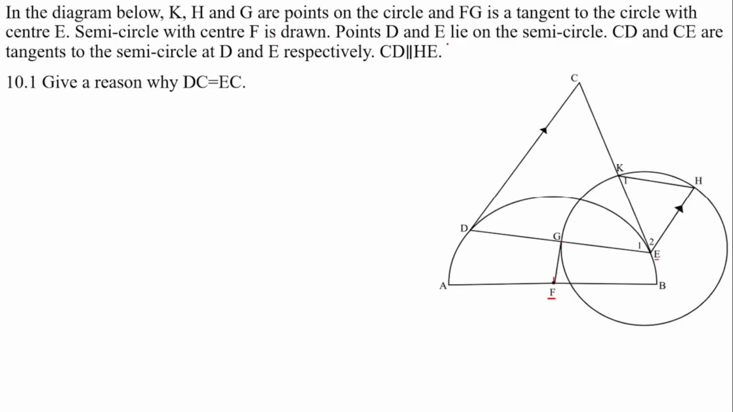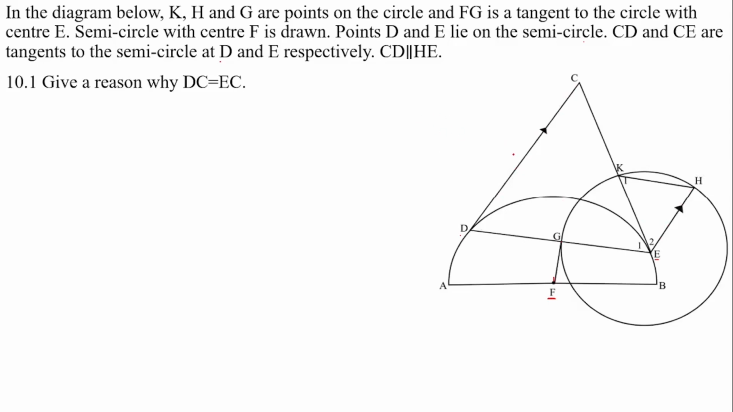Points D and E lie on the semicircle. CD and CE are tangents to the semicircle at D and E respectively. Tangents to the semicircle, tangents to the circle, is just the same thing, isn't it? And then we're given that DC is parallel to HE.